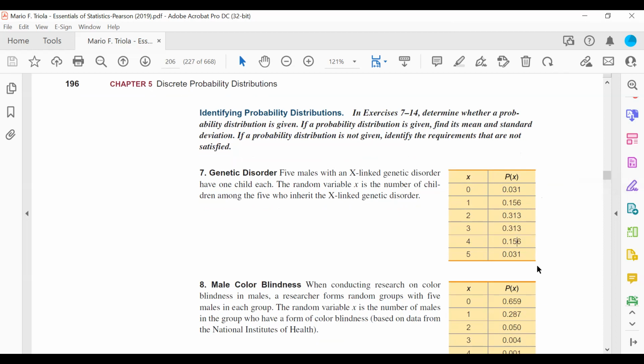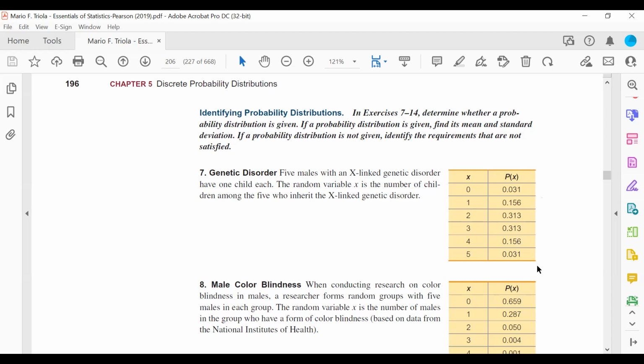0.031 plus 0.156 plus 0.313 plus 0.313. Hold on, I gotta do it all over again. 0.031 plus 0.156 plus 0.313 plus 0.313 plus 0.156 plus 0.031.